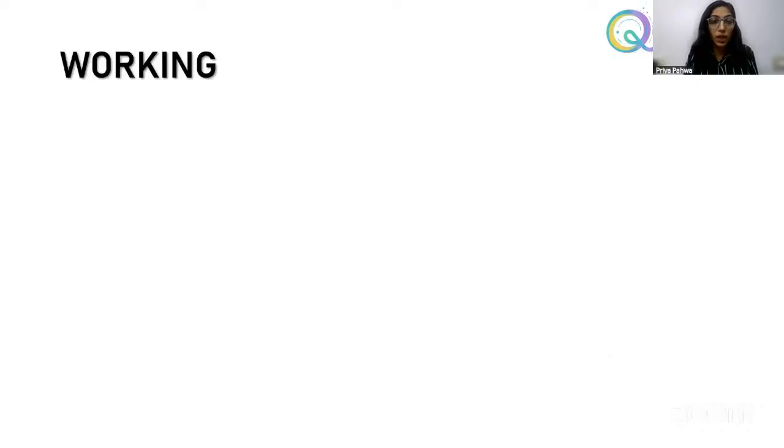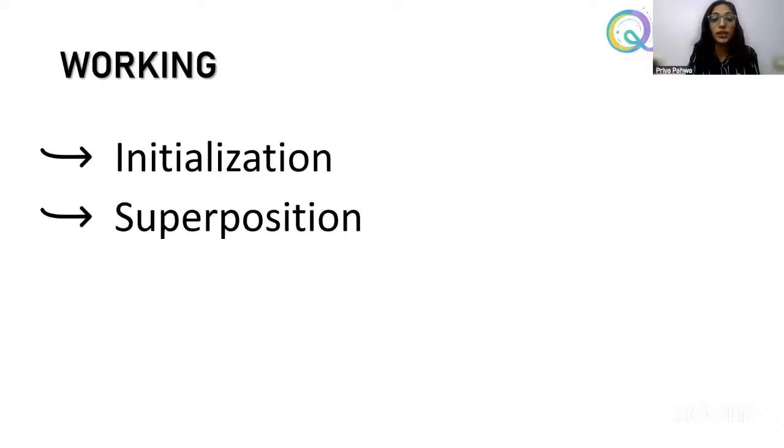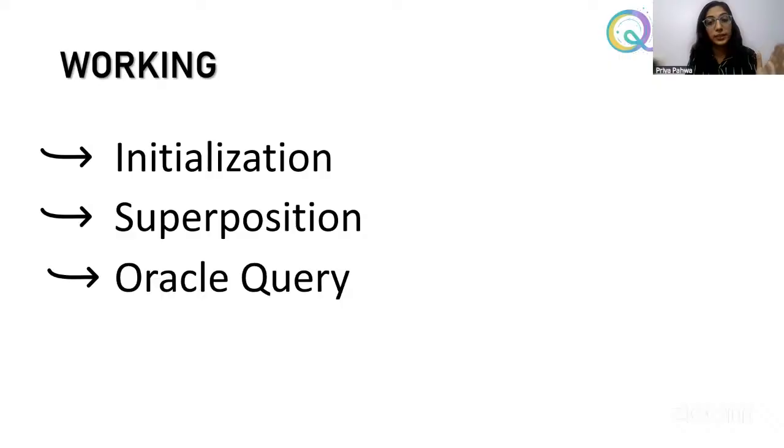So let's now look at its working. The working which I'll be talking about right now is actually valid for all algorithms, the generic working, I would say. First of all, we initialize our qubits, and then we keep them in a superposition state. How do we do that? By using Hadamard gates, which was the first gate I initially discussed. It turns 0 into (0+1)/√2 and 1 into (0−1)/√2. That's the superposed state. Then we pass it to the oracle query.